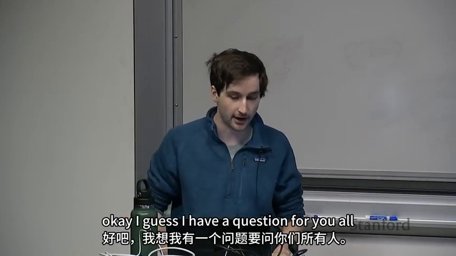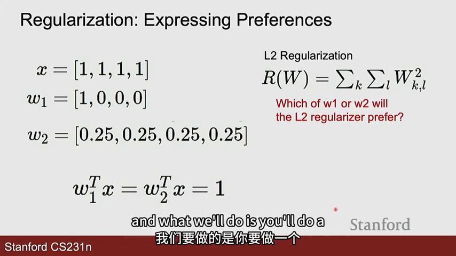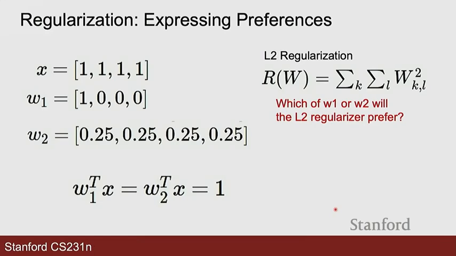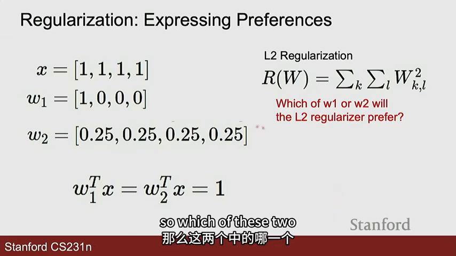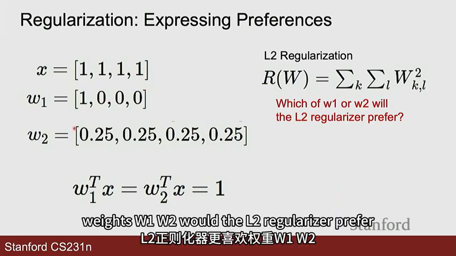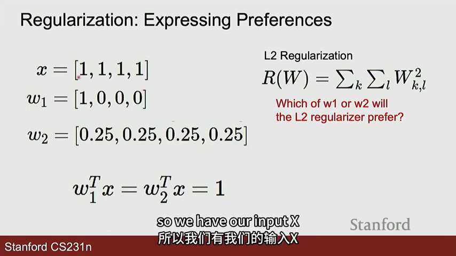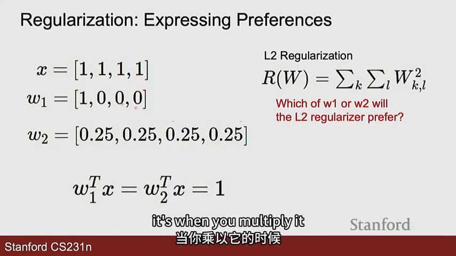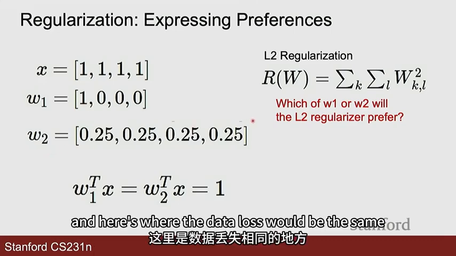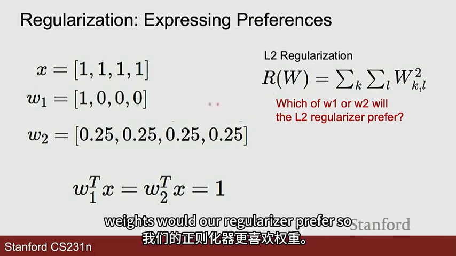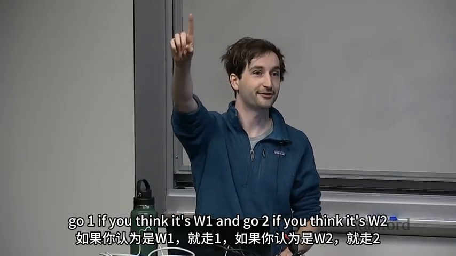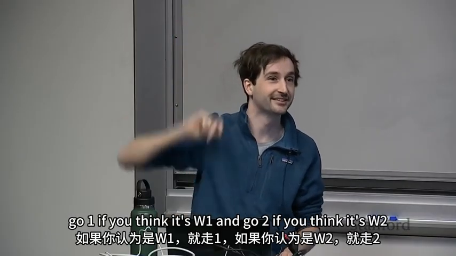Okay, I have a question for you all. You'll hold up 1 finger if it's W1 and 2 with your hand if it's W2. So which of these two weights, W1 and W2, would the L2 regularizer prefer? We have our input X, and when you do the dot product with the weights, you get the same score. So you get a score of 1 either way, and the data loss would be the same. We're trying to determine which of the weights our regularizer would prefer. So go 1 if you think it's W1 and go 2 if you think it's W2.